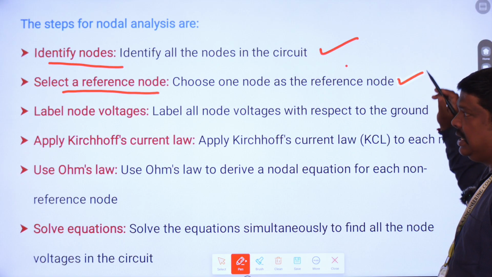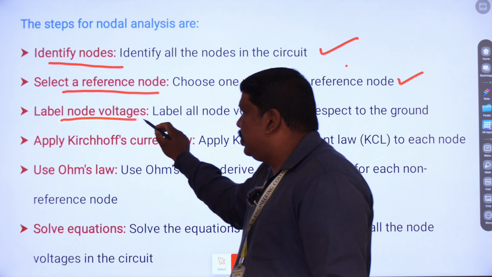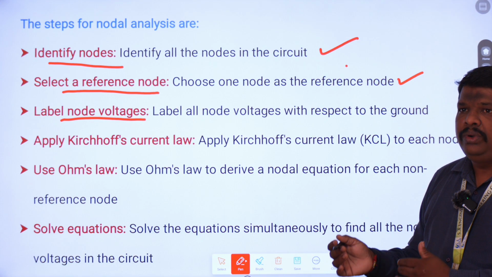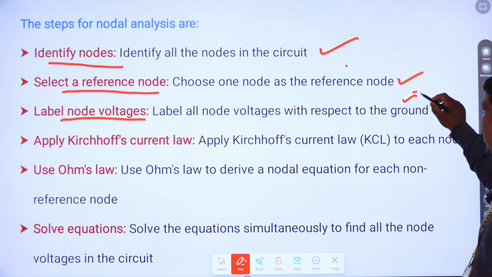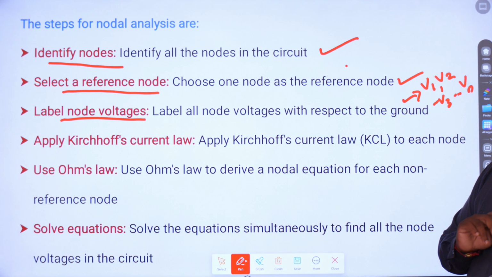That we have to select. We have to choose. And next, we have to label your nodal voltages. If there are a number of nodes, we have to specify how many node voltages there are, for example V1, V2, V3 to Vn. That is your third step.